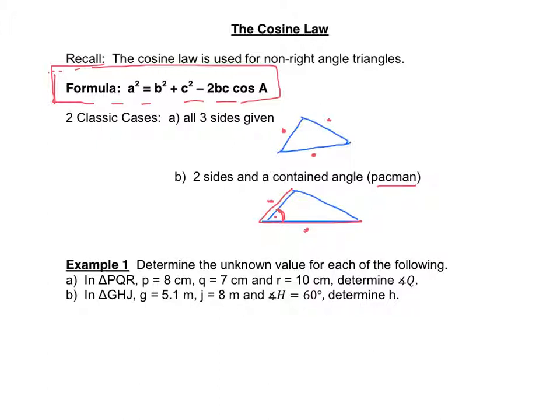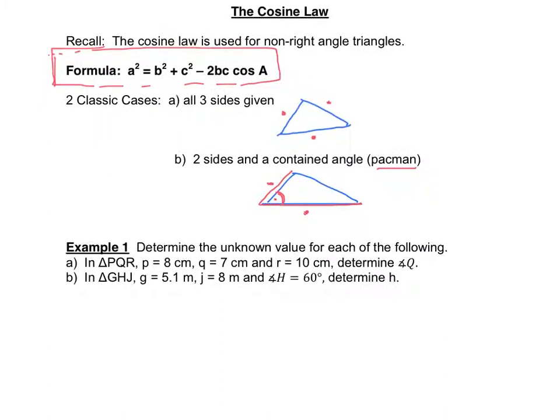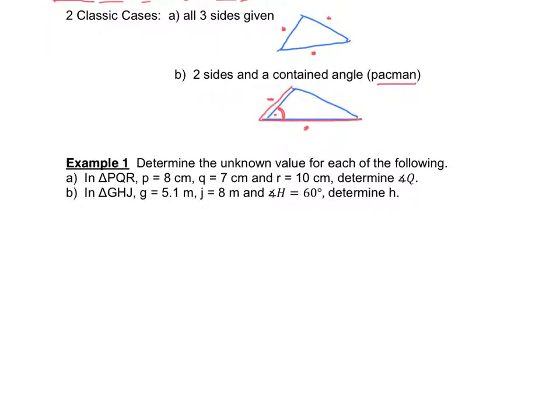Now, let's go through an example here of using the cosine law to find the measure of a missing angle as well as a missing side. So in our first example, it says in triangle PQR, P is 8 centimeters, Q is 7 centimeters, and R is 10 centimeters, and we are asked to determine the measure of angle Q.